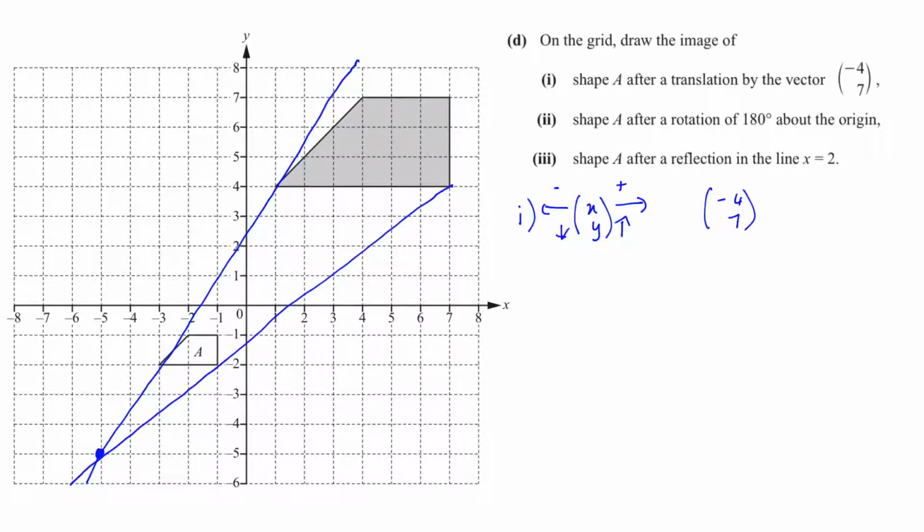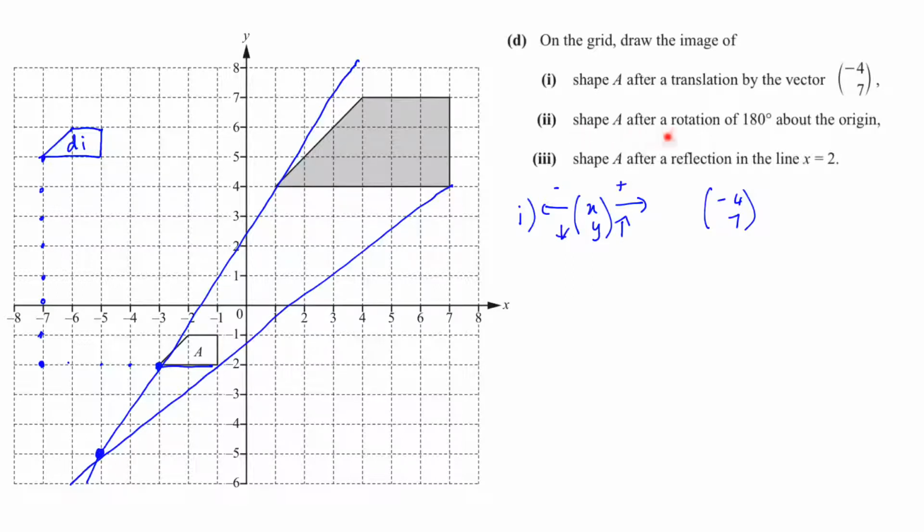So choose a point. I'm choosing this point. We are going to move 4 units to the left. 1, 2, 3, 4. And then we are going to move up by 7. 1, 2, 3, 4, 5, 6, 7. This is your new point. Now, this is 2 squares, no? So just draw 2 squares. And then you can just draw the shape. So this is your D1.